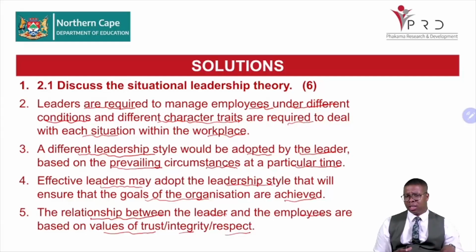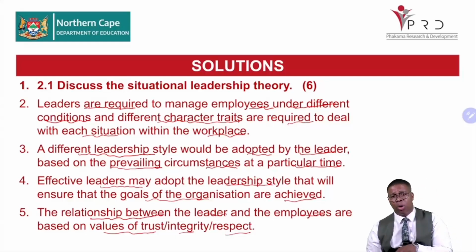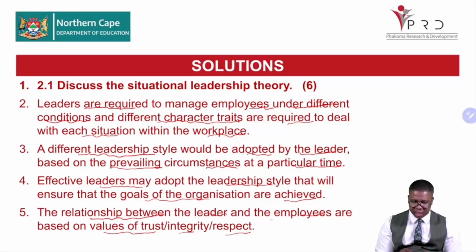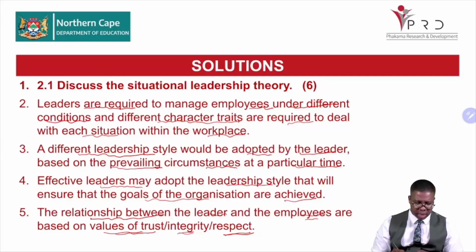Oh, the leader today is autocratic because the situation requires the leader to be autocratic. The leader today is democratic because the situation allows or needs a democratic approach to be applied. So hence we say now the relationship between the leader and the employees is based on the values of trust, integrity, and respect. And the switching of the different leadership styles will then be easier because of the values that we spoke to here, which are respect, integrity, and trust.